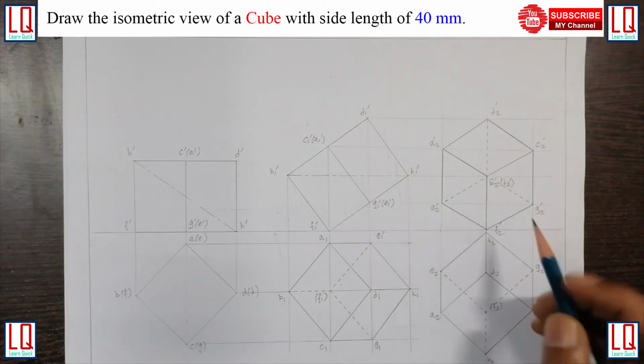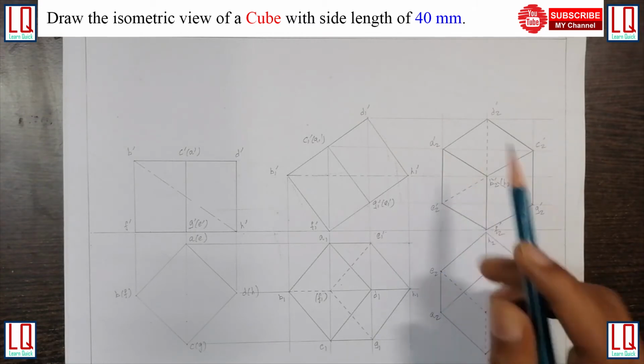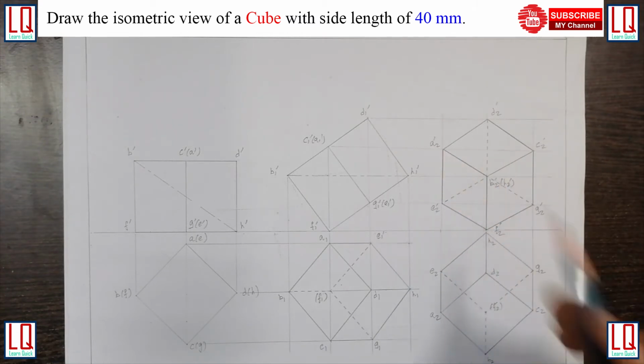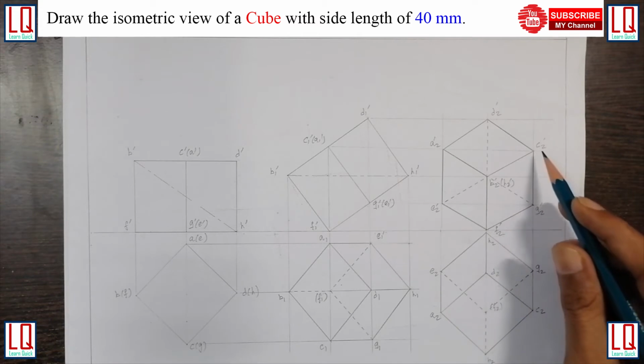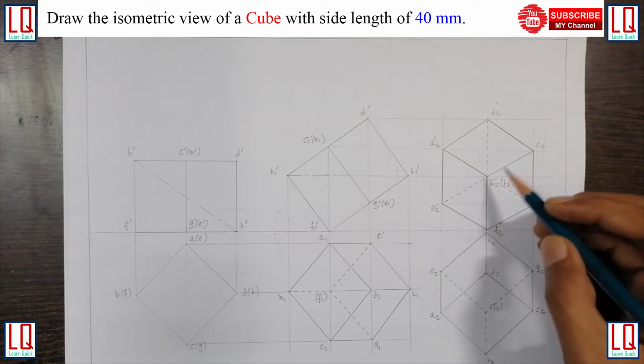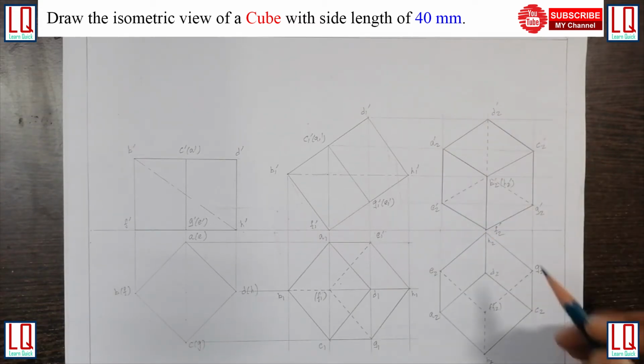So what are the sides? The sides AEFB and BFGC and BCDA. So these are the 3 sides of this solid which are visible.